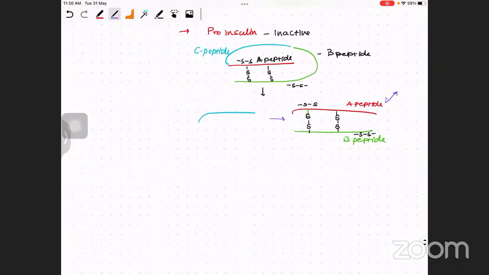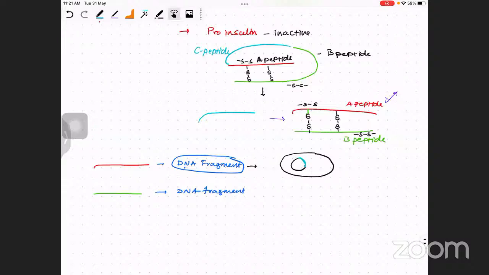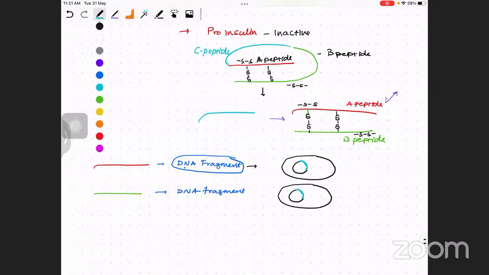Another interesting fact is that the A peptide is produced by a particular DNA fragment. This amino acid chain is produced by a particular DNA fragment. In the same way, the B peptide is developed by a particular DNA fragment. So what we do is we introduce this DNA fragment in a bacterial cell. Say this is the DNA fragment which produces the A peptide. In the same way, we introduce the DNA fragment which produces the B peptide.